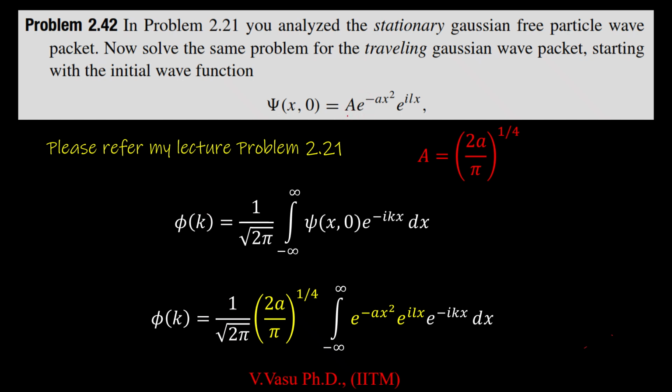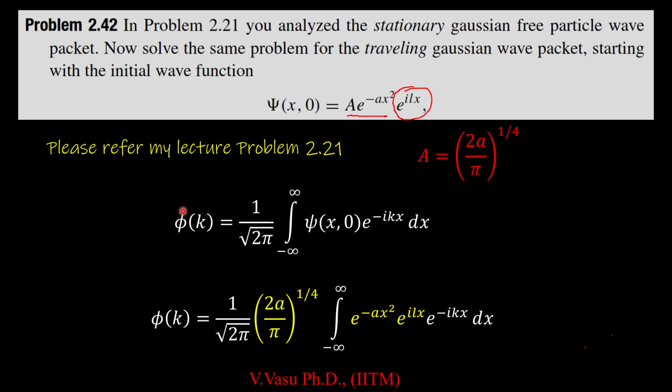a x squared. Last time we have seen only these two terms. Now this is the traveling wave, e power i L x, where L is the wave number and x is the position. Before going into the detail of this lecture, please refer to my lecture on problem 2.21, in which we have solved A is equal to 2a over pi whole power 1 over 4.